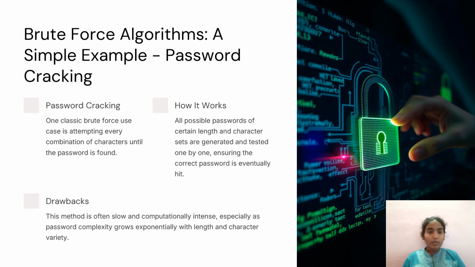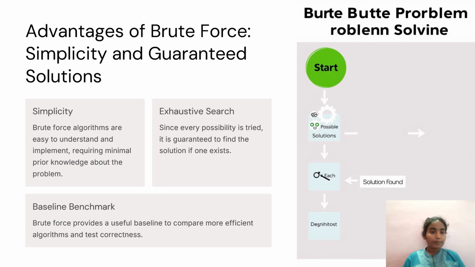Brute force algorithms, a simple example: password cracking. One classic brute force use case is attempting every combination of characters until the password is found. How it works: all possible passwords of a certain length and character set are generated and tested one by one, ensuring the correct password is eventually found. Drawbacks: this method is often slow and computationally intense, especially as password complexity grows exponentially with length and character variety.